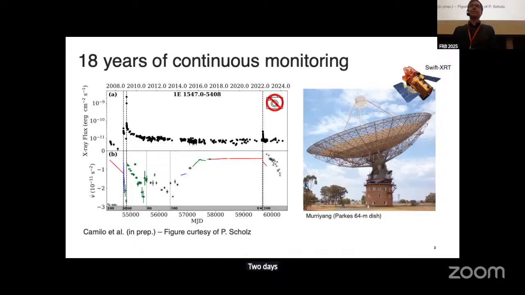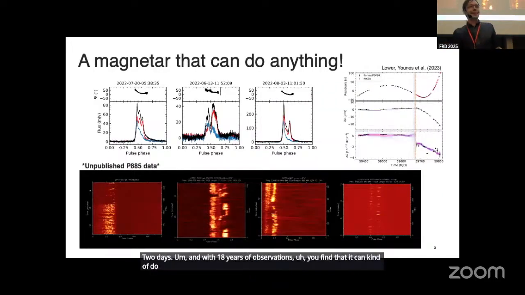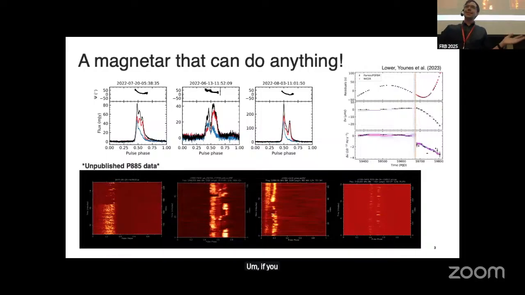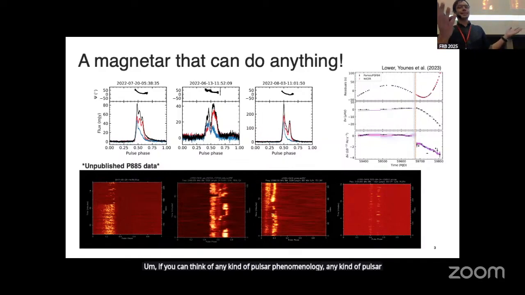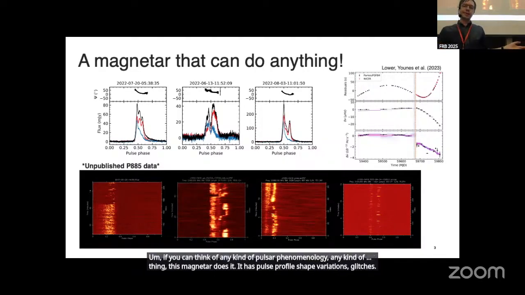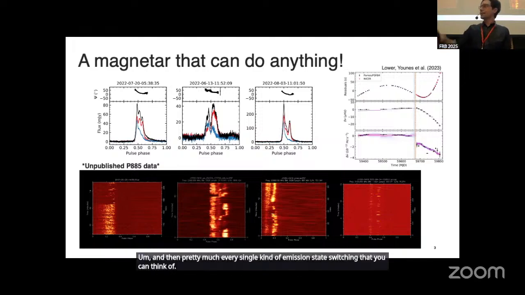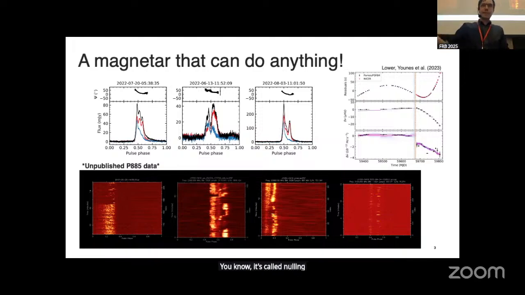And with 18 years of observations, you find that it can kind of do anything. If you can think of any kind of pulsar phenomenology, any kind of pulsar thing, this magnetar does it. It has pulse profile shape variations, glitches, spin down rate variations during outbursts, and then pretty much every single kind of emission state switching that you can think of. It's got nulling, state switching.